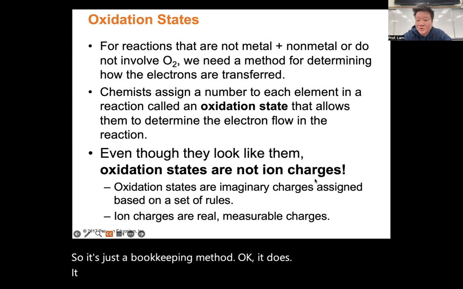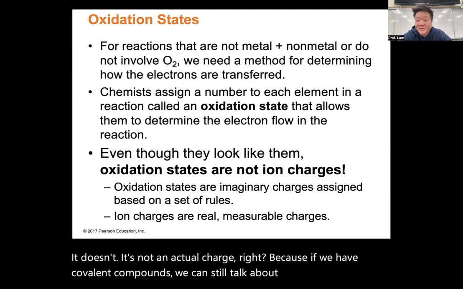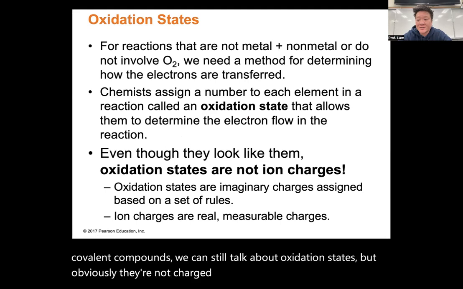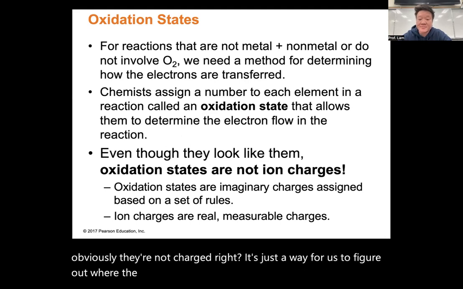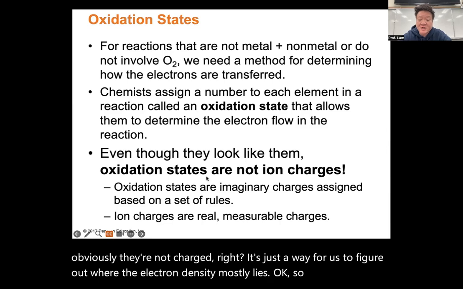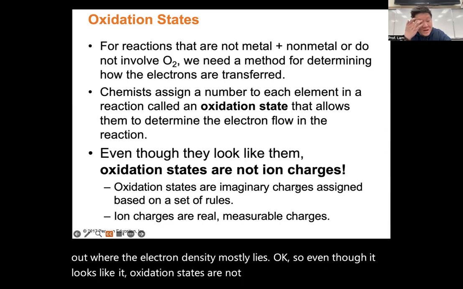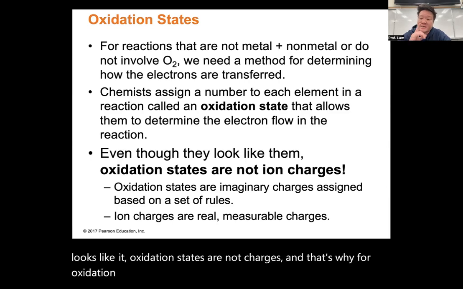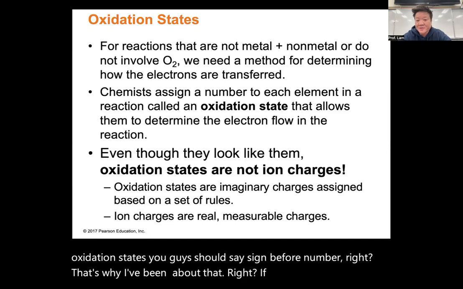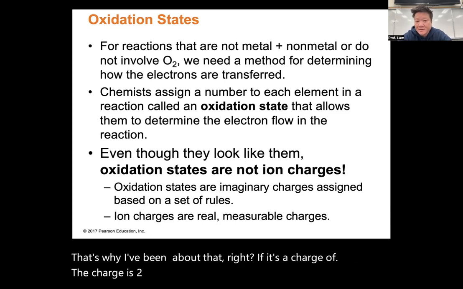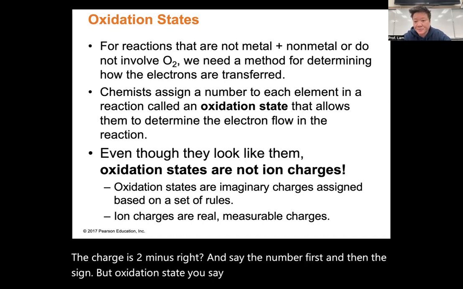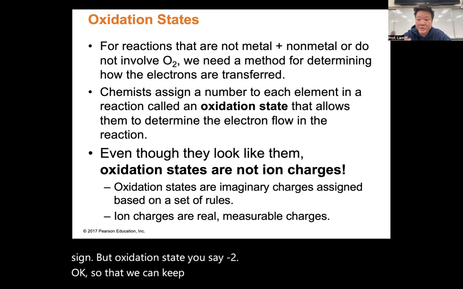It's not an actual charge. If we have covalent compounds, we can still talk about oxidation states, but obviously they're not charged. It's just a way for us to figure out where the electron density mostly lies. So even though it looks like it, oxidation states are not charges. And that's why for oxidation states, you should say sign before number. That's why I've been particular about that. If it's a charge, the charge is 2 minus, you say the number first and then the sign. But for oxidation state, you say -2, so that we can keep track of real charges and oxidation states.